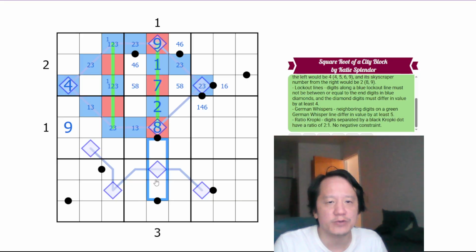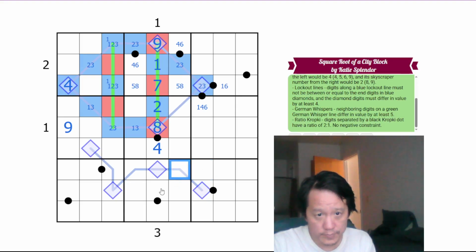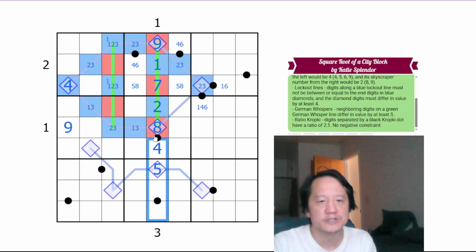So that means we are guaranteed 4, 5, and 6 here. This has to be a 3, 6 pair because we don't have 1, 2, and 8 available. 8 also forces this to be 4 there. To be in a 1 to 2 ratio, this is 5, and this must be 3 and 6. But since this sees 3 skyscrapers here, this must see 6 here and then 3 there.